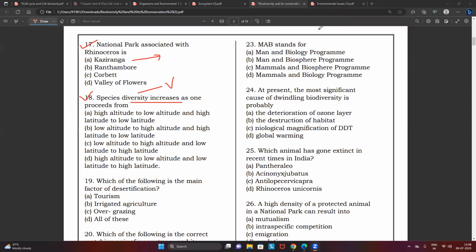What is the answer everyone has given? Very, very good. Low altitude to high altitude, low latitude to high latitude. We read, right? Suppose this is the altitude, and this is the latitude. Where can you see the more number of species, tell me? In the starting only. Correct, na?